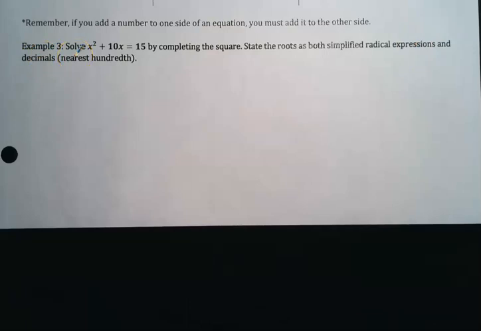Okay, so same thing. We've got this binomial here. We want to make it into a perfect square trinomial, but we have some stuff over here, so whatever we add to the left, we have to add to the right. So let's check this out. We've got x squared plus 10x equals 15. To make this a perfect square trinomial, we're going to add our b value, which is 10. So we're going to add 10 divided by 2 squared. We're going to have to add that to this side too, 10 over 2 squared.